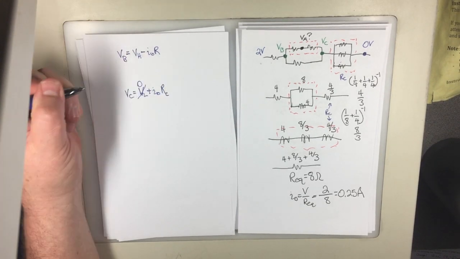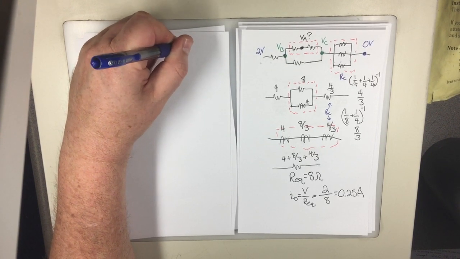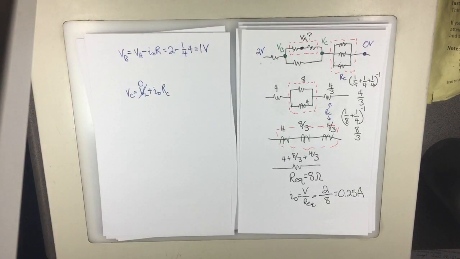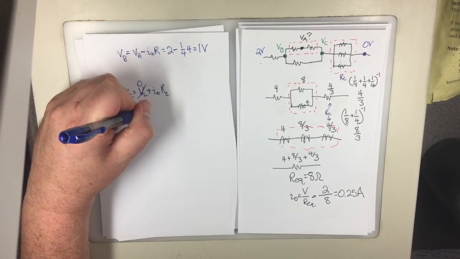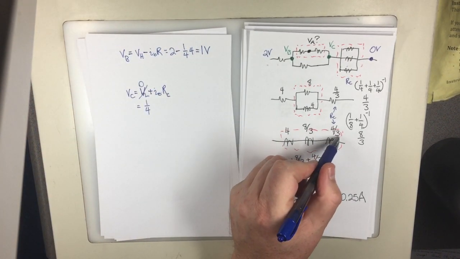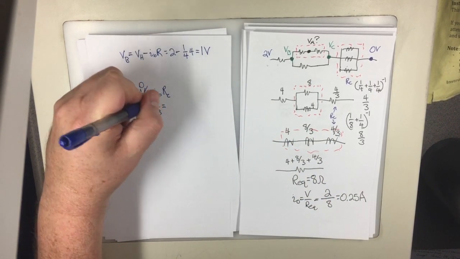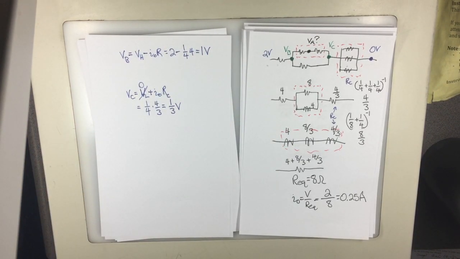V low is 0, so that goes away. V high is 2 minus 1/4 times 4, so V high is 1 volt, or V sub B is 1 volt. VC is I naught 1/4, RC, which is 4/3. So VC is 1/3 volt. So now I have VB and VC, and I used an intermediate resistance in order to get to the point.